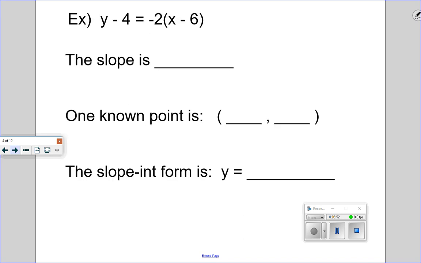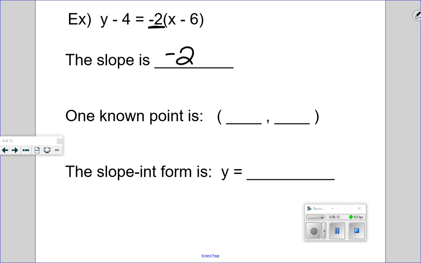So let's look at another example. This is a different equation in point slope form: y minus 4 equals negative 2 times the quantity of x minus 6. So let's identify what we know. We know the slope. The slope is pictured right here. My slope is negative 2.